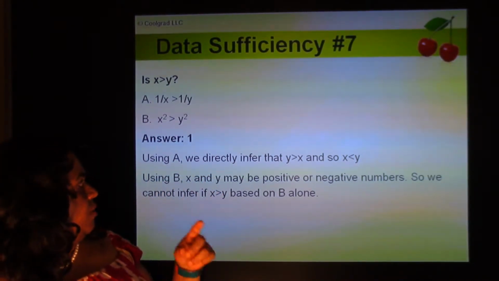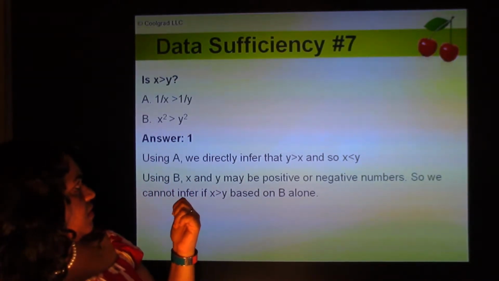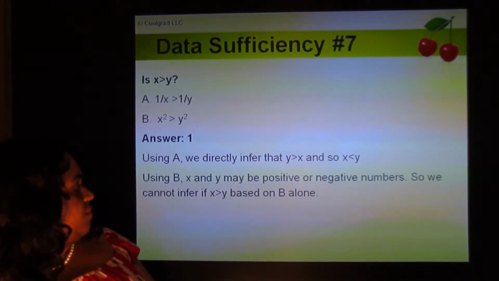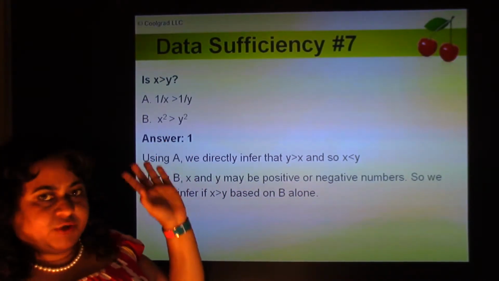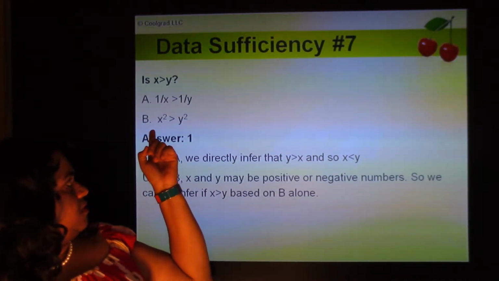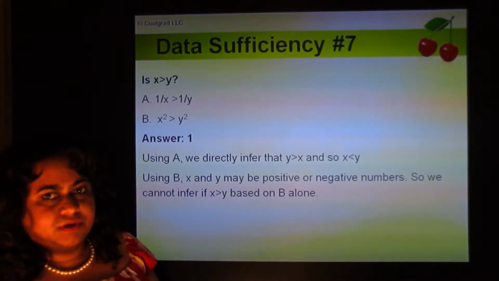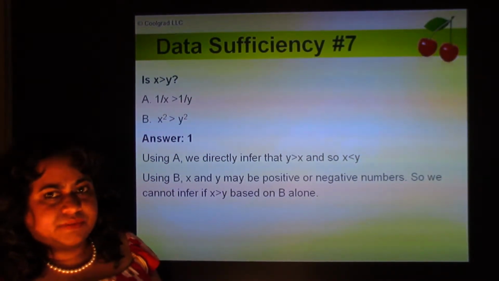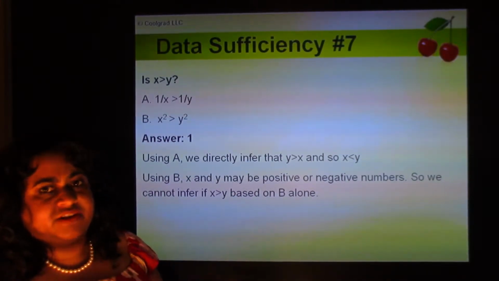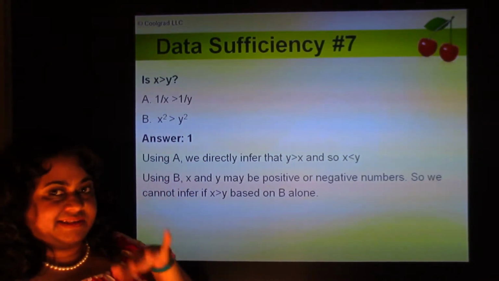Let's look at statement B alone. X square is greater than y square. So x and y may be positive or negative numbers. So suppose we use statement B alone. Suppose x is minus 3 and y is minus 2. So x is less than y, right? But minus 3 the whole square is 9 and minus 2 the whole square is 4. And 9 is greater than 4. But x is less than y.